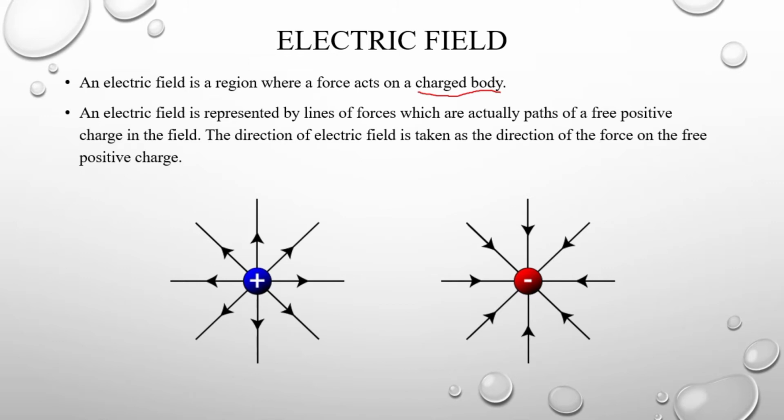Take this diagram as an example. If we place a positive charge here, the positive charge will repel the positive charge, therefore the force will be directed outwards of the positive charge. Therefore, the electric field lines are directed outwards of the positive charge. For this diagram, if we place a positive charge here, the positive charge will be attracted towards the negative charge. Therefore, the electric field is directed in this direction. So the electric field lines are directed towards the negative charge.